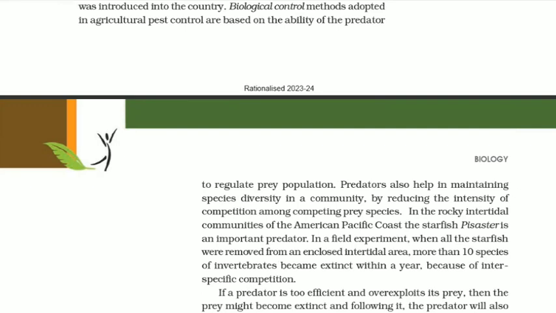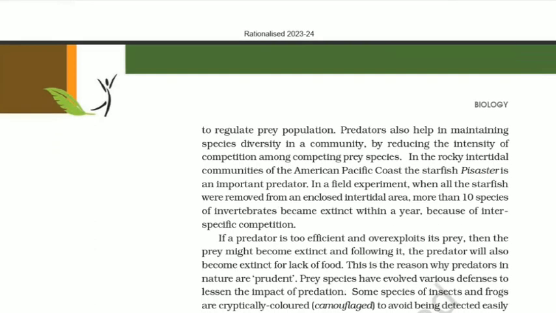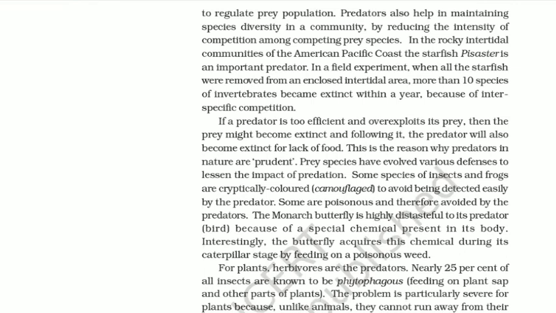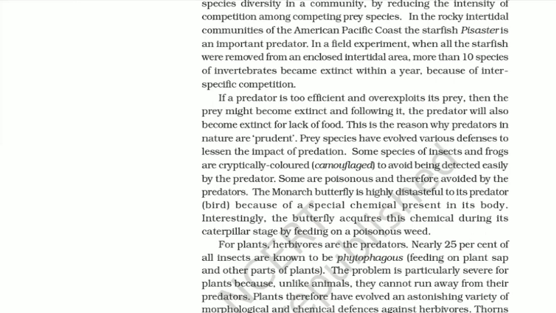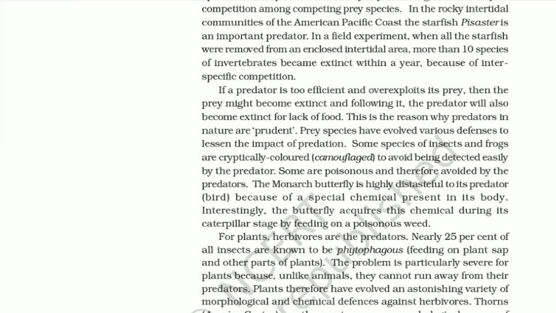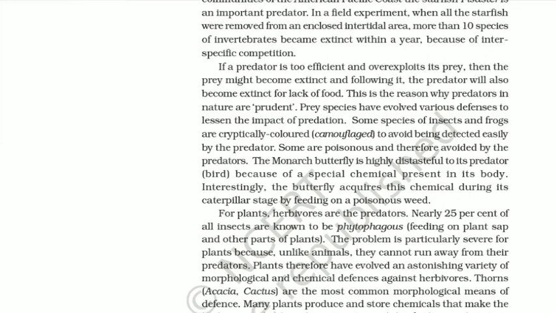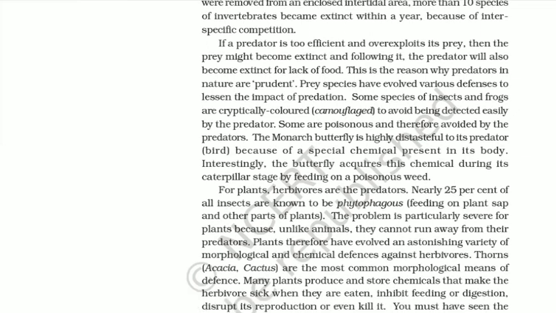Biological control methods adopted in agricultural pest control are based on the ability of the predator to regulate prey population. Predators also help in maintaining species diversity in a community by reducing the intensity of competition among competing prey species. In the rocky intertidal communities of the American Pacific coast, the starfish Pisaster is an important predator. In a field experiment, when all the starfish were removed from an enclosed intertidal area, more than 10 species of invertebrates became extinct within a year because of interspecific competition.